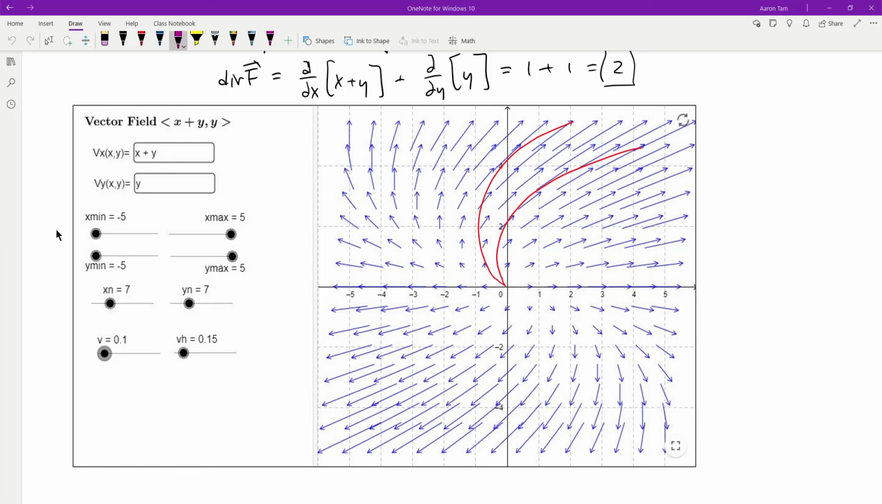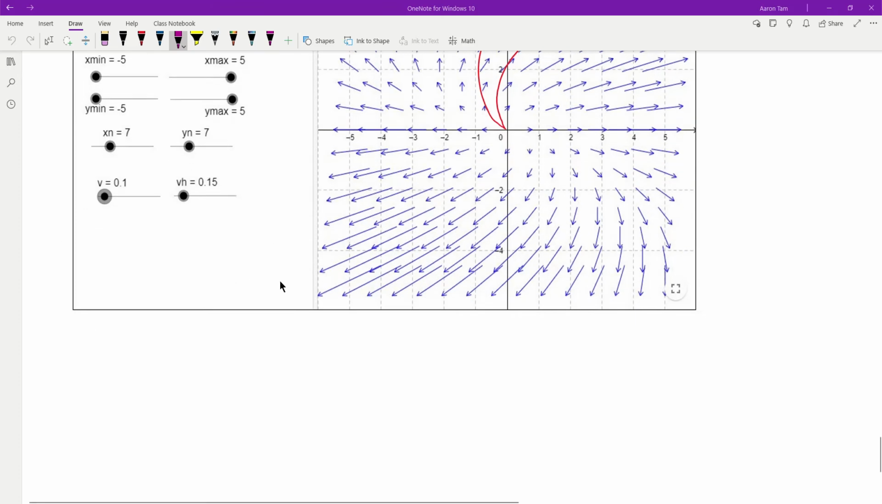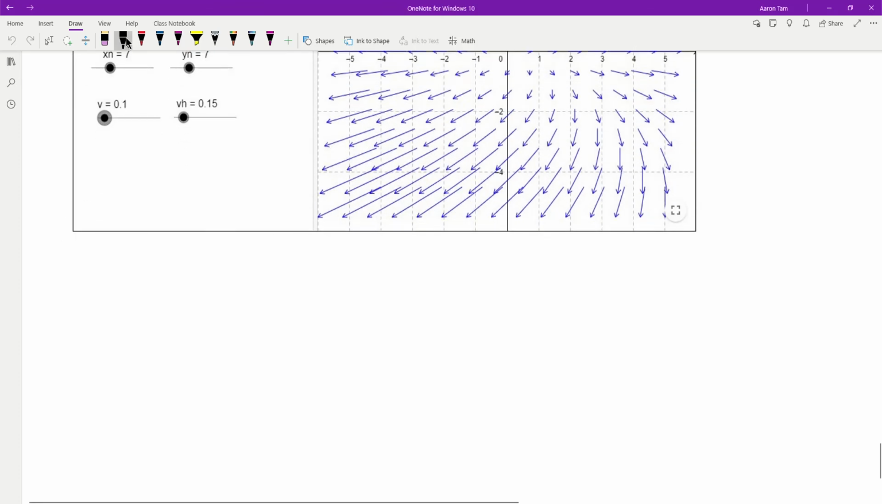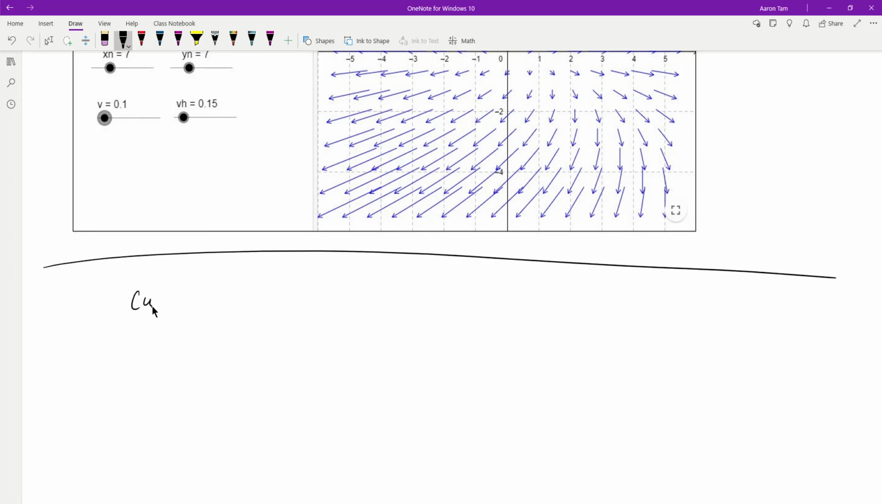Hello everyone, so today we're going to continue on 8.4. Hopefully today's video is the last video because I only have one last thing I want to show you, and that's called the curl of a vector field.